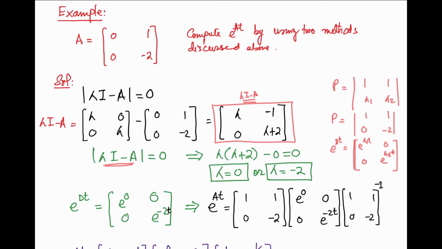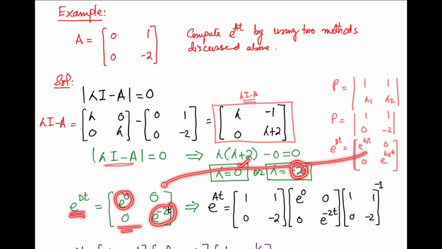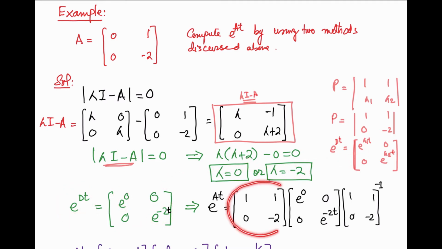Okay, now using this equation, you can see that we can find out this matrix e^(Dt). We know the values, eigenvalues. First eigenvalue is 0, so e raised to the power 0, that will be 1, and the second eigenvalue is minus 2, so e raised to the power minus 2t. So this is our exponential matrix e^(Dt). And this is our matrix P that is obtained from this one. And this is P inverse.